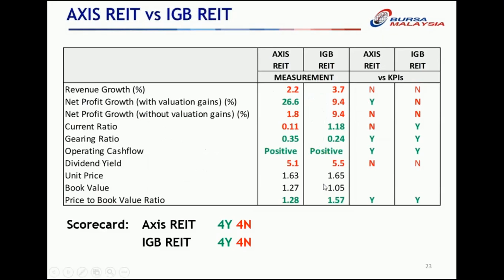Now this is the scorecard, where I will compare two REITs in order to derive which one is a better choice. If we base it on this, what's the score? Exit Rate is at 4 yes and 4 no. IGB also the same, 4 yes and 4 no.